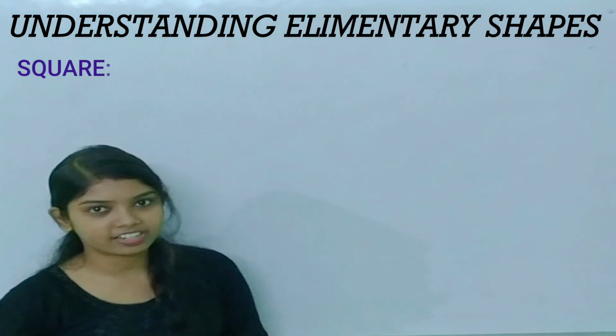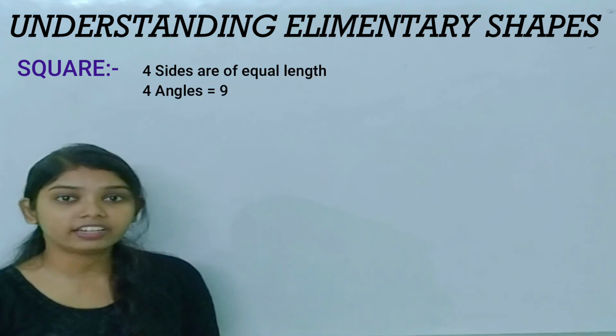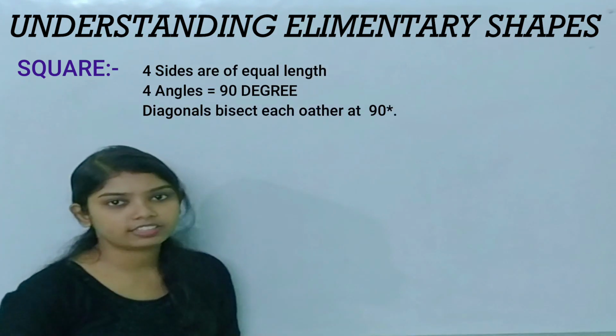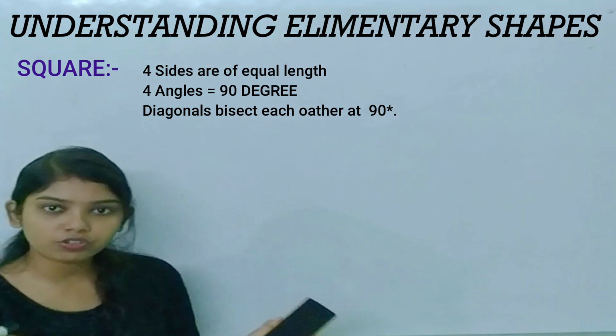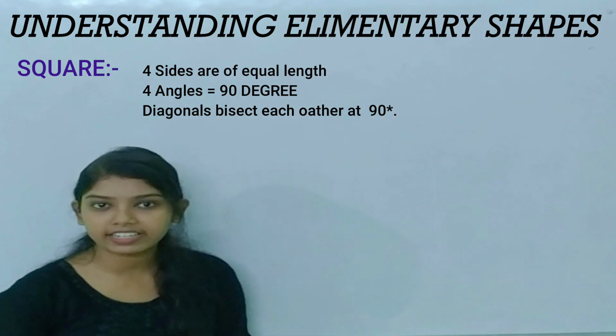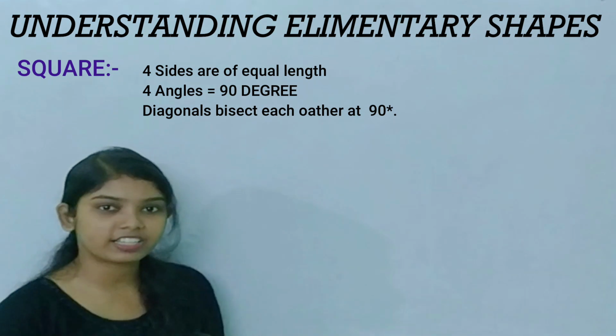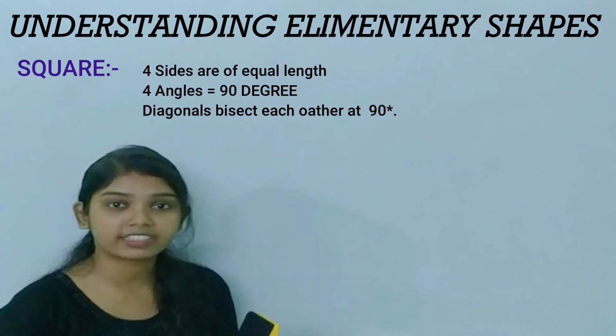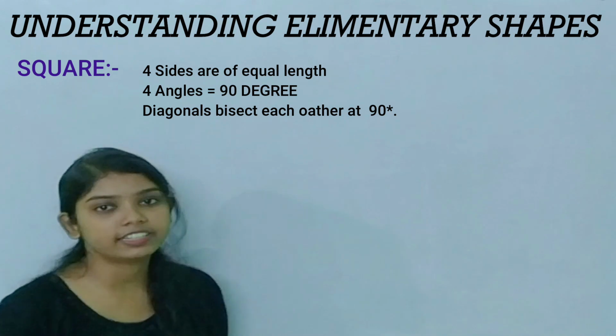Square is a quadrilateral which has four sides and which are of equal length. उसके चारों sides equal length के होते हैं. It has four angles also which are of 90 degree and all the diagonals are equal in length which bisect each other at 90 degree.